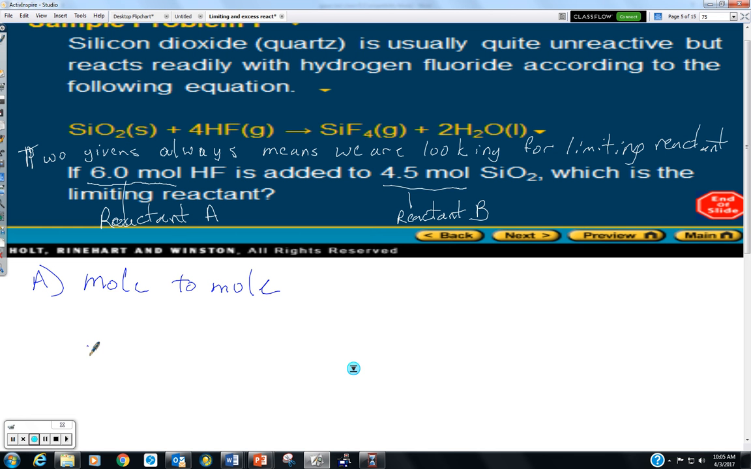So the first step, we're going to do reactant A, which is hydrogen fluoride. So we have 6 moles of HF reacting to produce, and we're looking at what we want to produce, silicon fluoride. So we're going to go from hydrogen fluoride, which is 4 HF, to 1 mole SiF4.